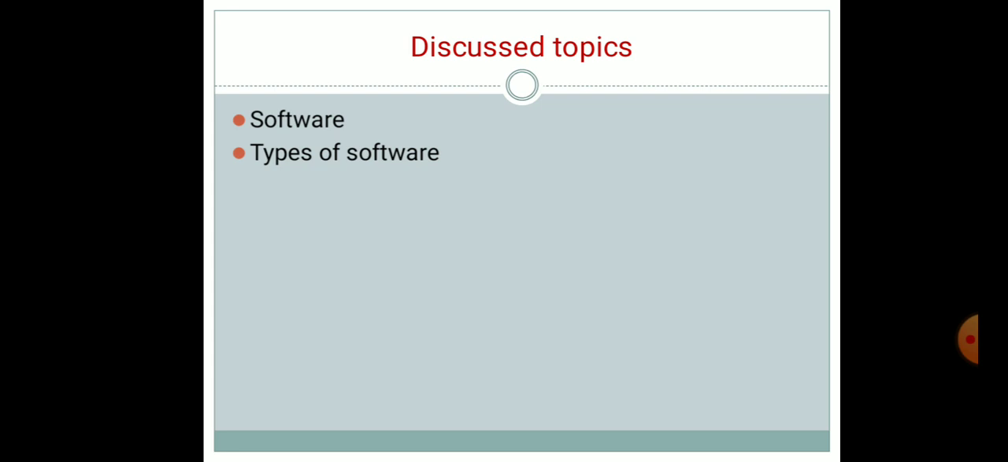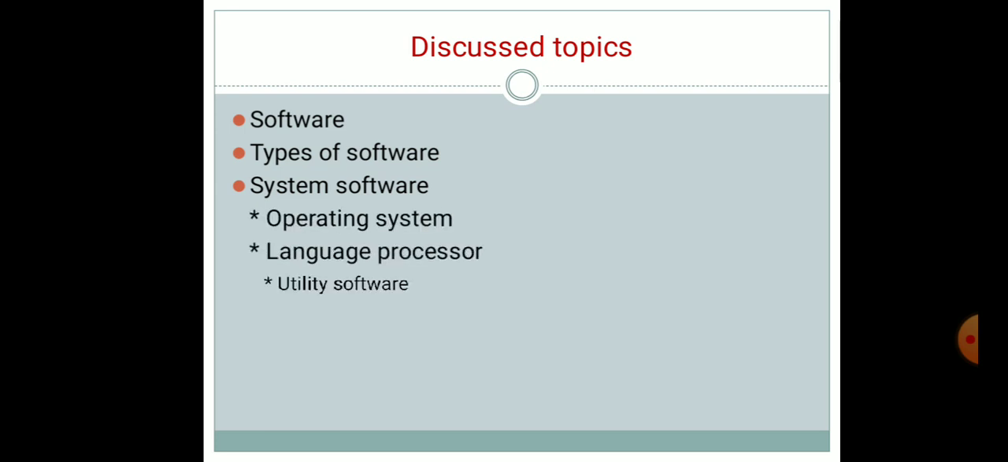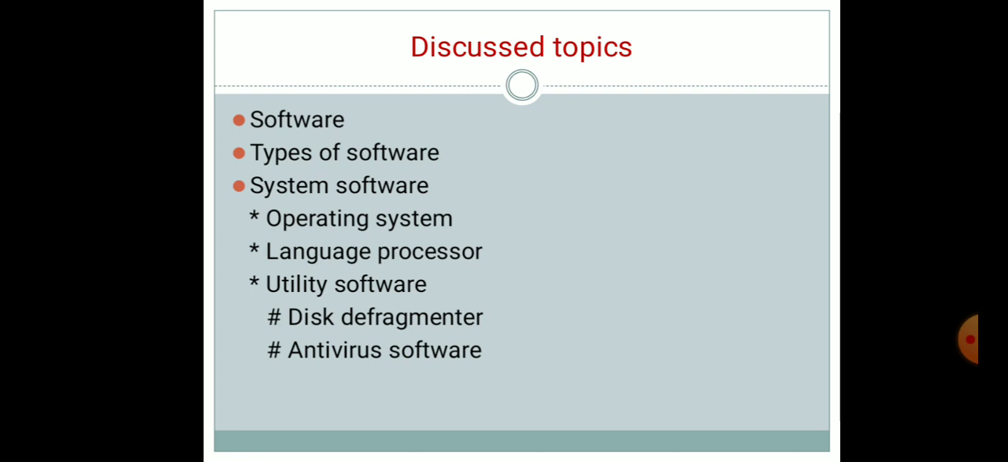And then we have seen what are the types of software. There are two types of software, system software and application software. So we know what is system software. That is, it is required to control all the operations of a computer. So under system software we have three categories: operating system, language processor and utility software. So we have seen about this, and under utility software we have seen some examples like disk defragmenter, antivirus software and backup utility.